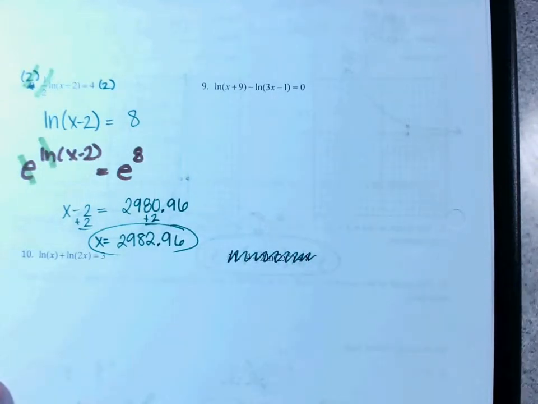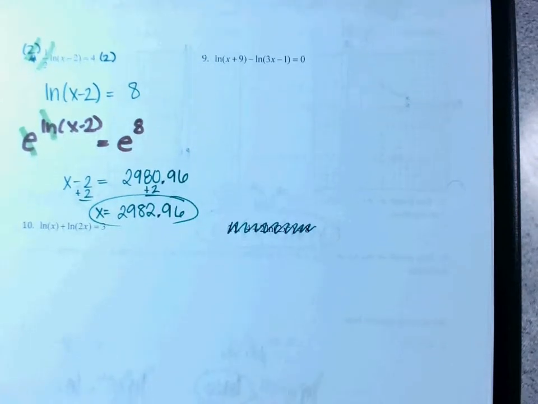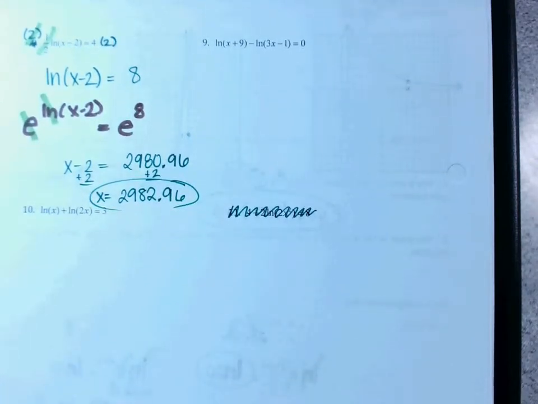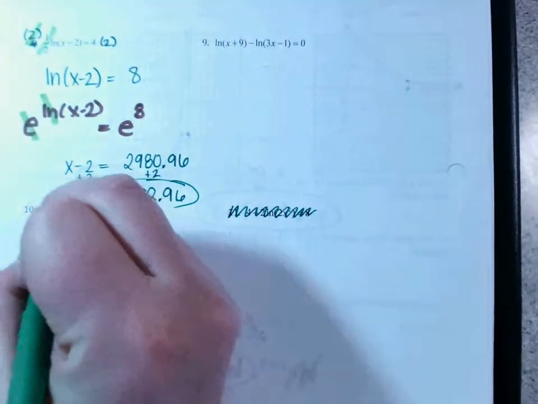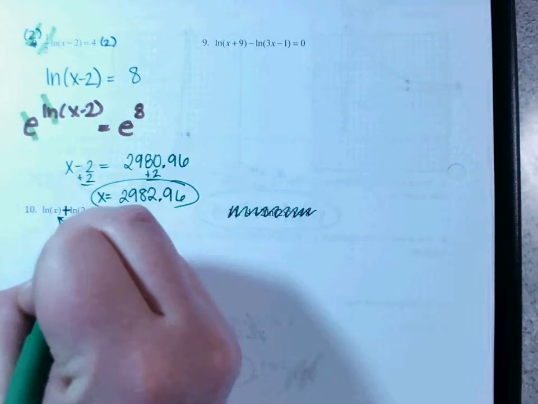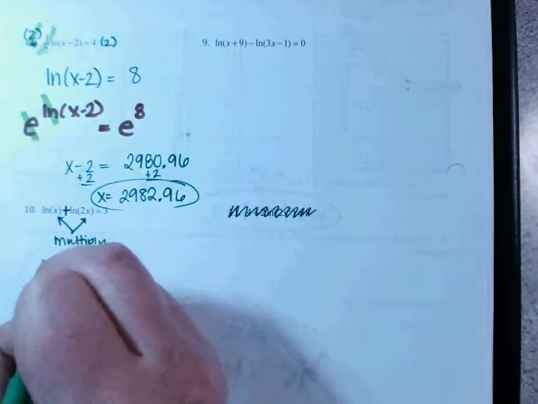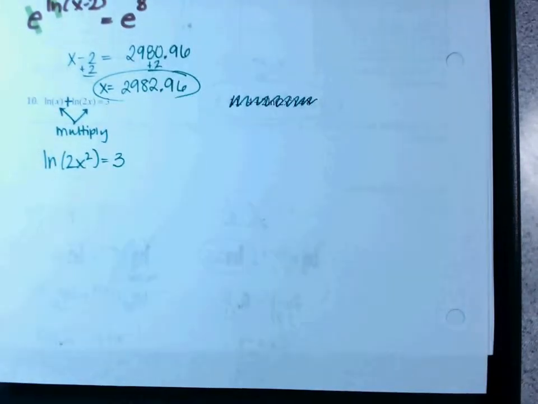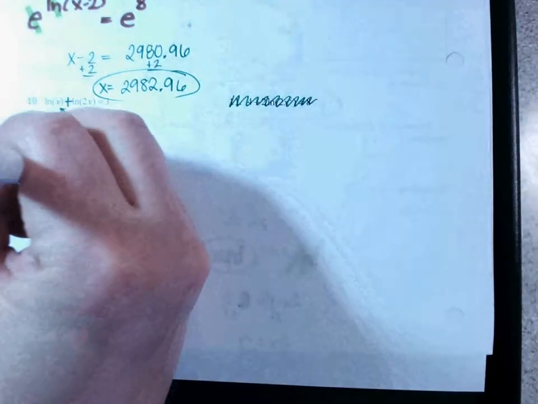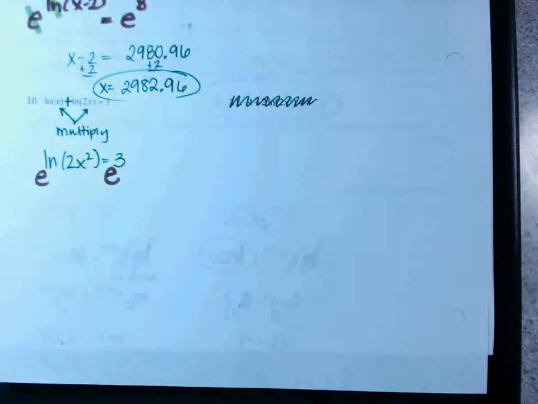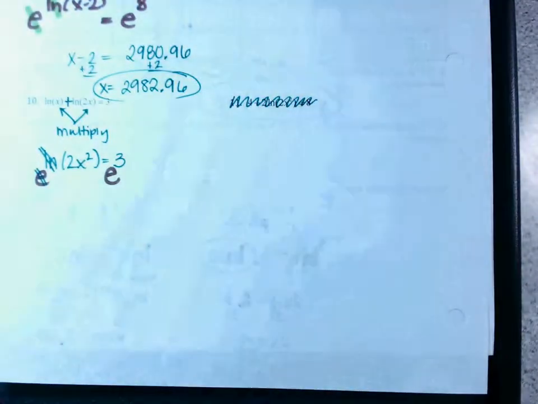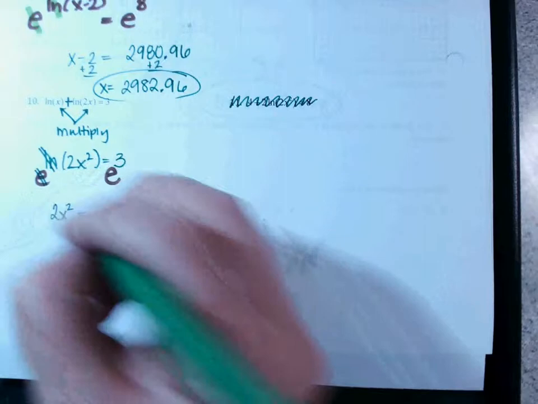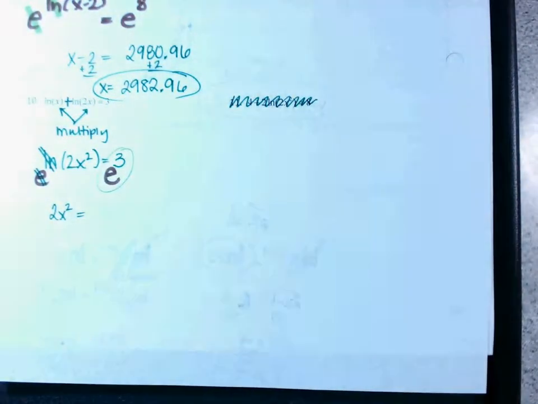Okay, let's go to number 10 next. What would you do on number 10 if your logs are added? Good, times. What is x multiplied by 2x? Good. So you have the ln of 2x squared. Then from there, how do I cancel out an ln? You e both sides. This time I'm not going to rewrite the whole thing. I'm just going to place an e on both. But remember, it's the same as if you wanted to rewrite it. E and ln cross out. 2x squared carries down. And then the other side, you would type that into your calculator, e up to the 3.